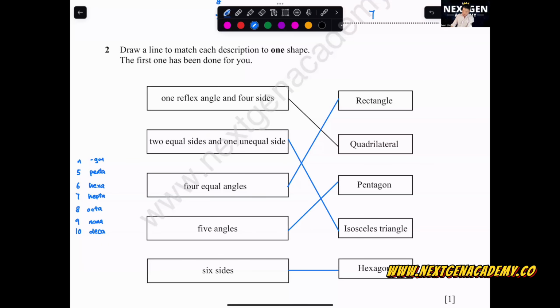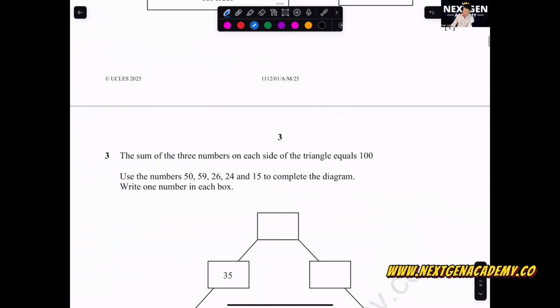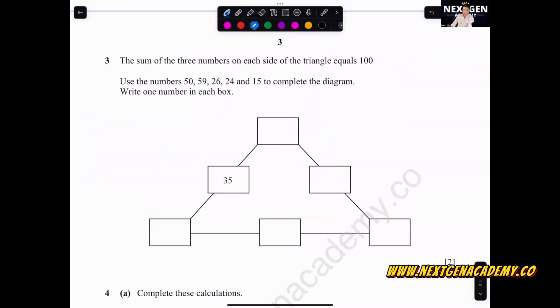All right, let's go to number 3. Number 3 is an interesting one. They give you a triangle, then they ask you to add all of it to 100. How to do this type of question? They ask you to use the numbers 50, 59, 26, 24, 15. Write one number in each box. What do you think?